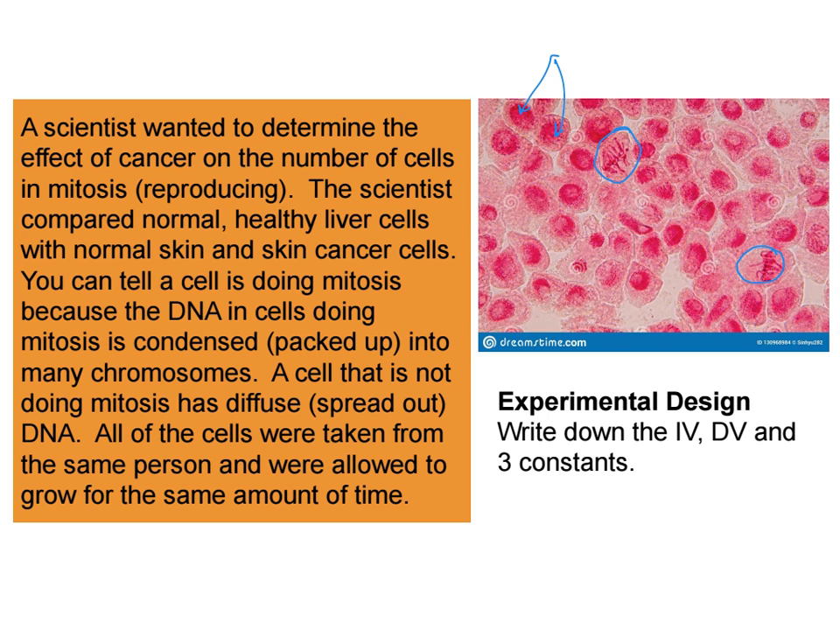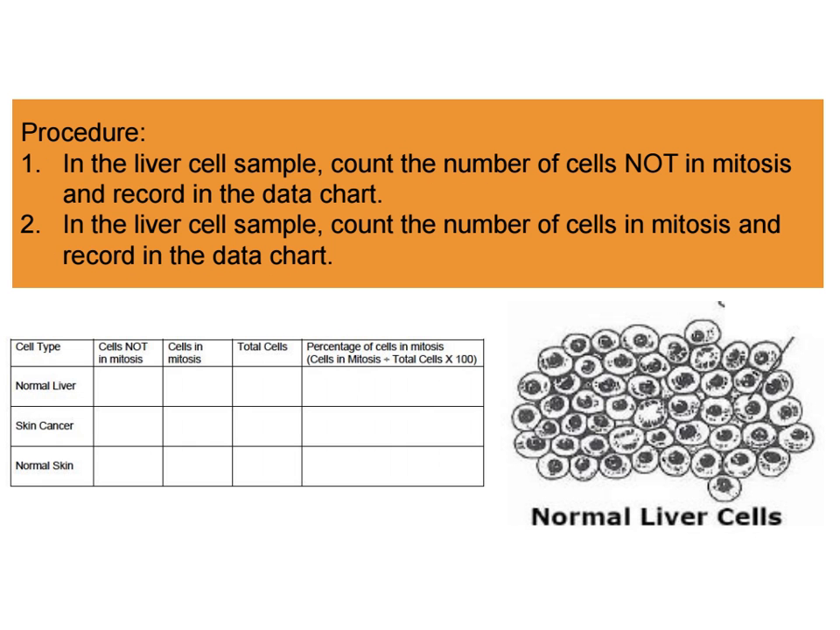So the first thing that you need to do is to stop the video, take a look at the description of the experiment, and write down the IV, the DV, and the 3 constants for this experiment. On your lab, you should see 3 cell samples. I'm going to be using the normal liver cells to model for you how to go through the procedure. The procedure is not written on your lab, so you will need to refer to this video to help you to remember what you need to do. So let's read together.